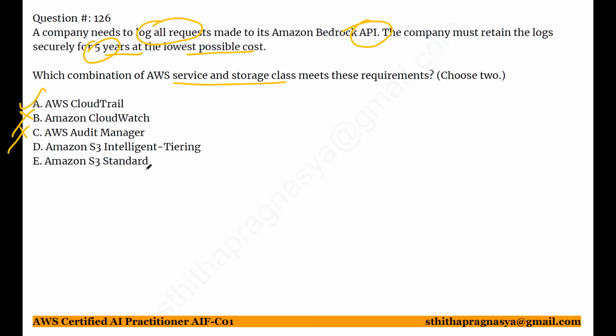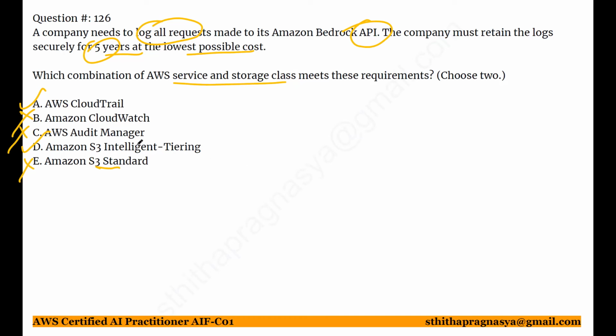And S3, between these two, if you want to go for the lowest possible cost, which one will you pick? Standard or this? Standard, of course, it's the costliest among all S3 classes. So when you compare between these two, I will pick option D. Why? Because we are using it to retain the logs, not to query it every day, right?